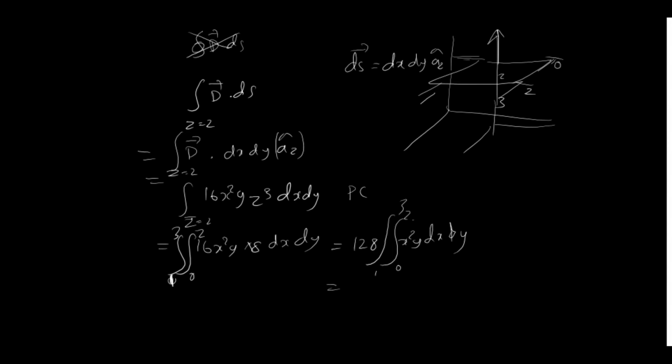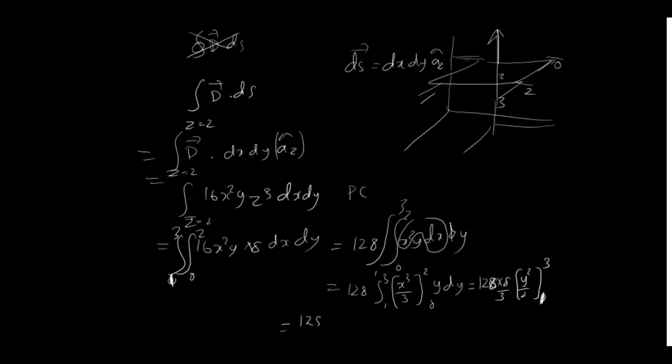Now we will integrate only x square dx first, so that will be 128 into integral from 1 to 3. The integral of x square is x cube by 3 with the limits 0 to 2, into y dy is equal to... So 128 into 2 cube is 8, so 128 into 8 by 3 will be taken outside, and 0 by 3 is 0. Then the integral of y is y square by 2 with the limits 1 to 3, that is equal to 128 into 8 by 3 into 3 square is 9 by 2 minus 1 square is 1 by 2. So again it will be 8 by 2 is 4.